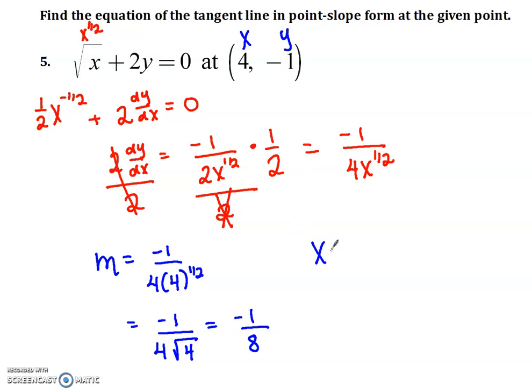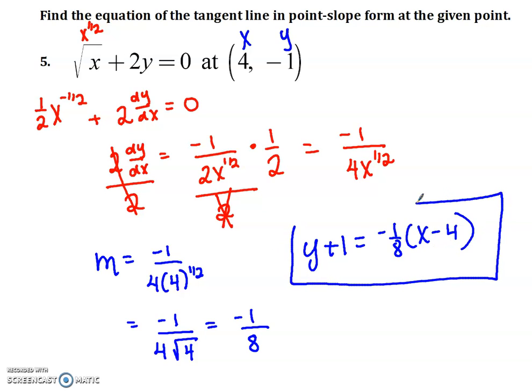So to write the equation, that'll be y minus, sorry. So y minus y1, so minus a -1, equals m, which we just found, times x minus x1.